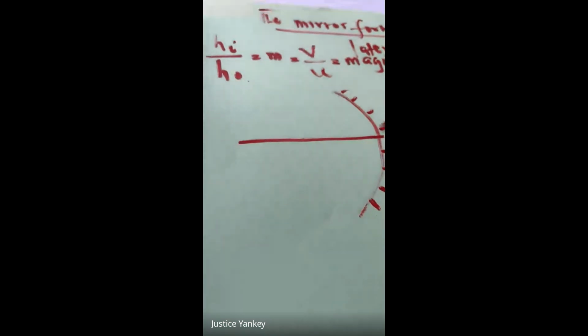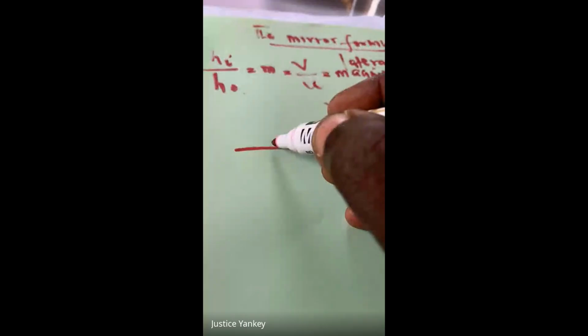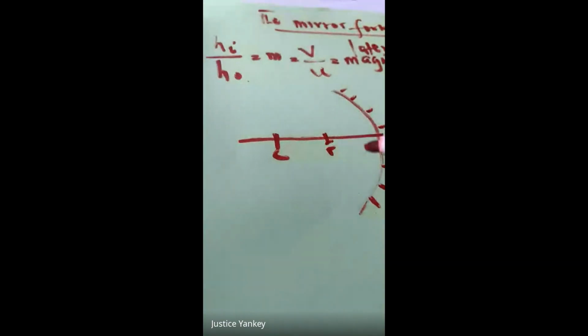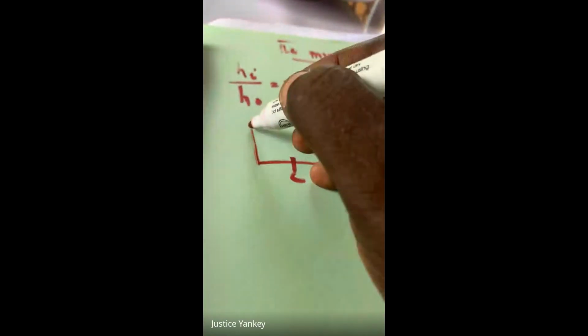So here is the concave mirror, principal axis. Here is C. Okay, I'll indicate F here. And I'm going to place an object behind C for simplicity. An object of height h naught behind C, and then construct the image.